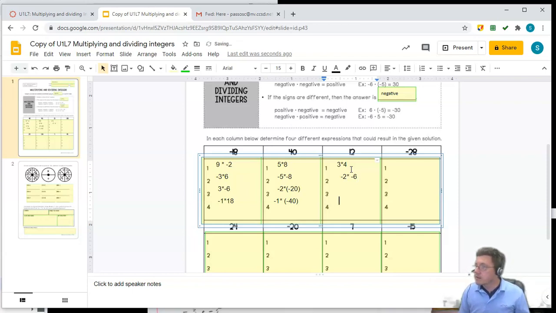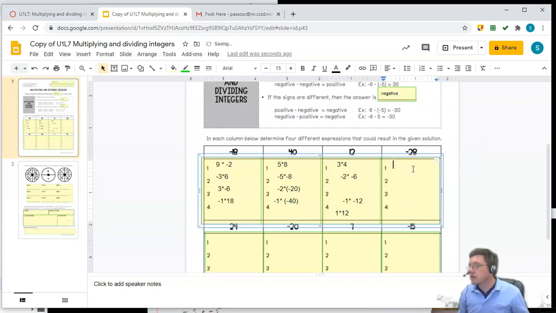Another thing that might get us there is if we had, so what are two other ones that we can multiply up to get 12? We could have negative 1 times negative 12. Or again, we could have two positives. We could do 1 times 12.